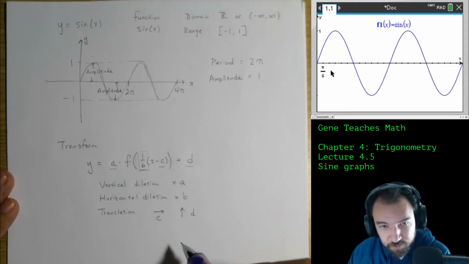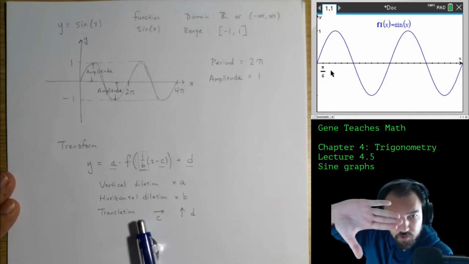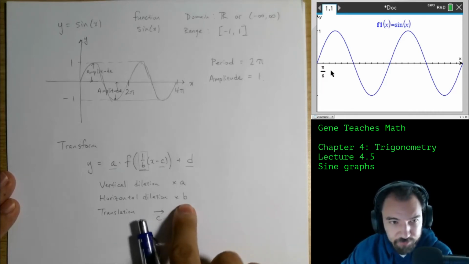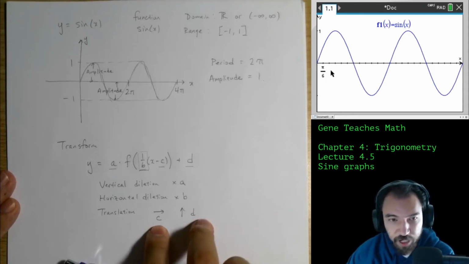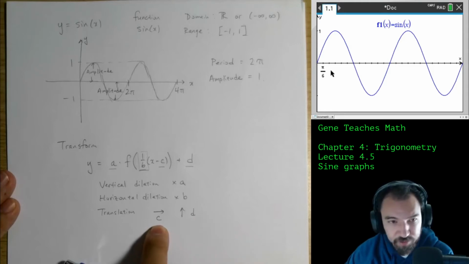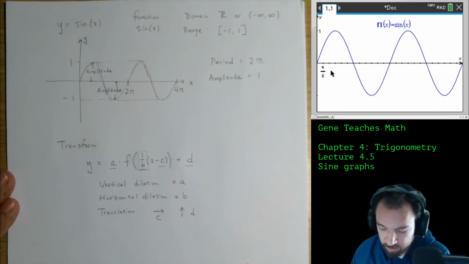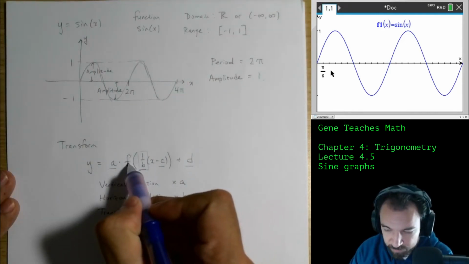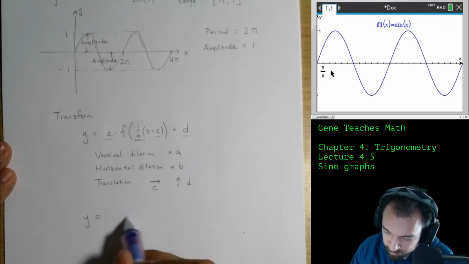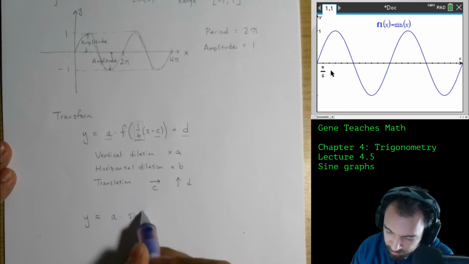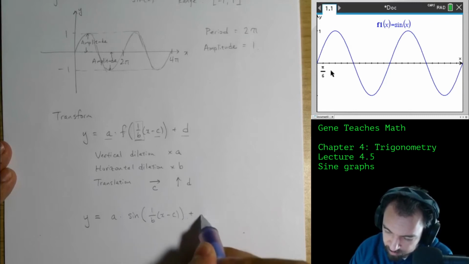And we said if any of these numbers is negative, negative here means a reflection. A vertical reflection means over the x-axis. If we have a negative here, that's a horizontal reflection over the y-axis. And if either of these is negative, then it would just mean left instead of right and down instead of up. So if we take this and apply it to here, the f function in this case is just sine of x. So we can write this as y equals a times sine of 1 over b, parentheses x minus c, plus d.